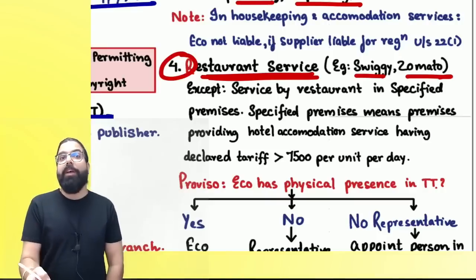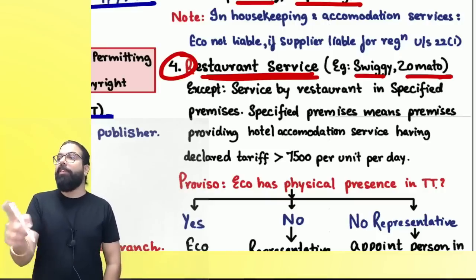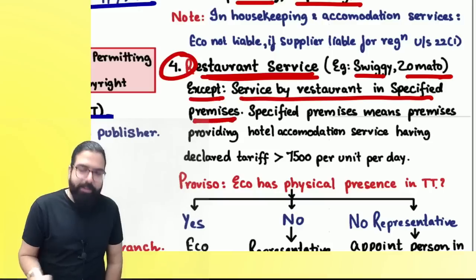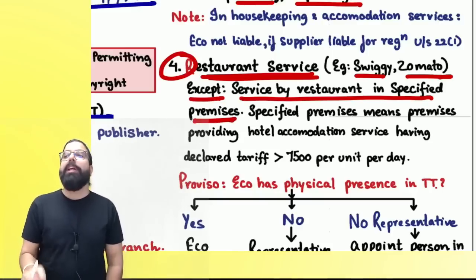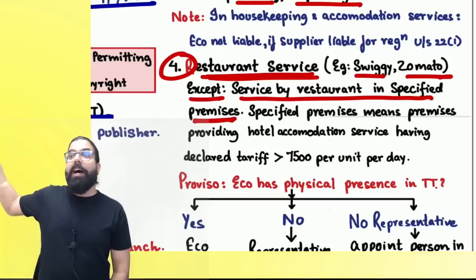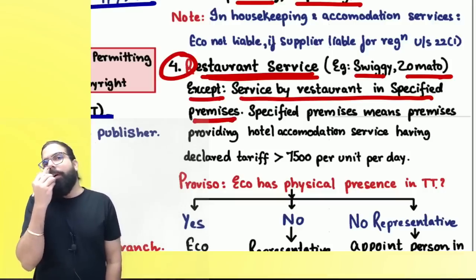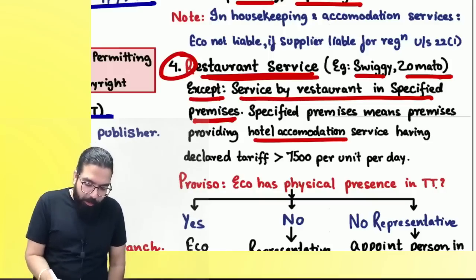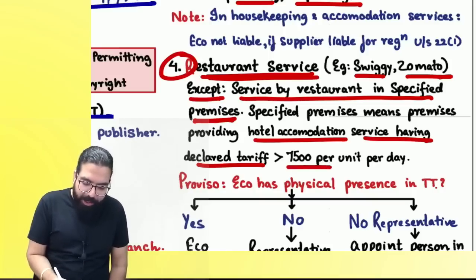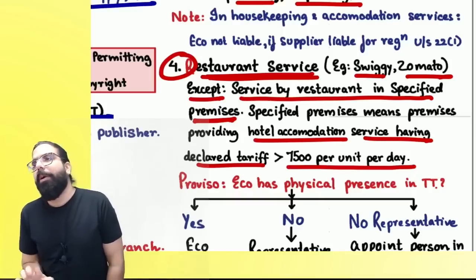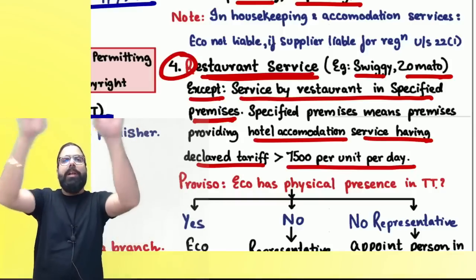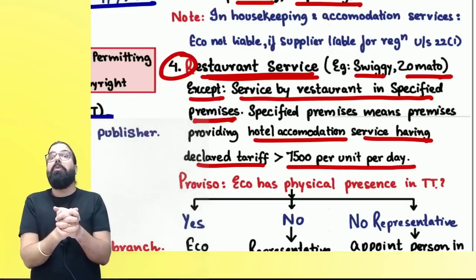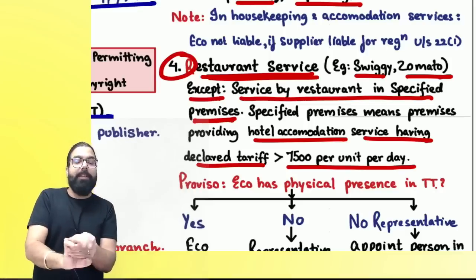For restaurant services which are supplied through e-commerce, e-commerce will be liable, except when the restaurant is in specified premises. Suppose there's a restaurant in Taj Vivanta. Taj has a per day stay, the room rent, hotel accommodation service having declared tariff of greater than 7,500 per day. So if there is a big premise, say Taj's premises, in the Taj premises one restaurant is there.